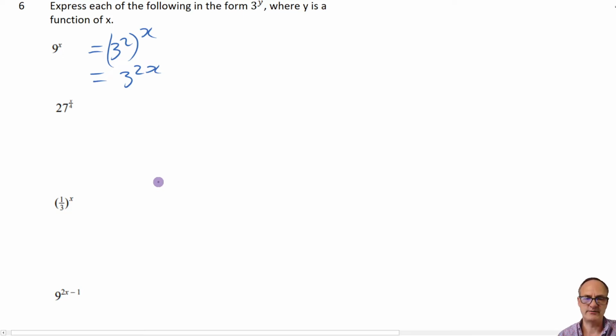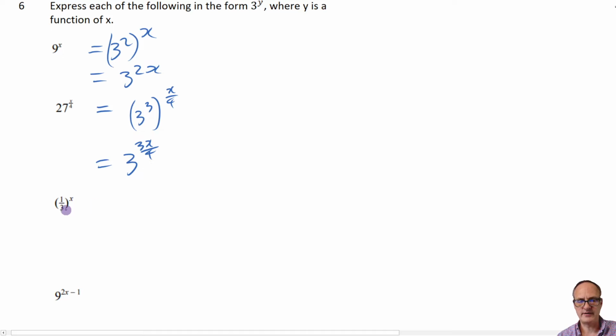So you may pause now if you weren't quite sure of what you've got to do with the rest. So remember, 2 minutes maximum to do all of these. 27 is just 3 cubed to the power of x over 4. Multiply the indices again, and we get 3 to the 3x over 4.